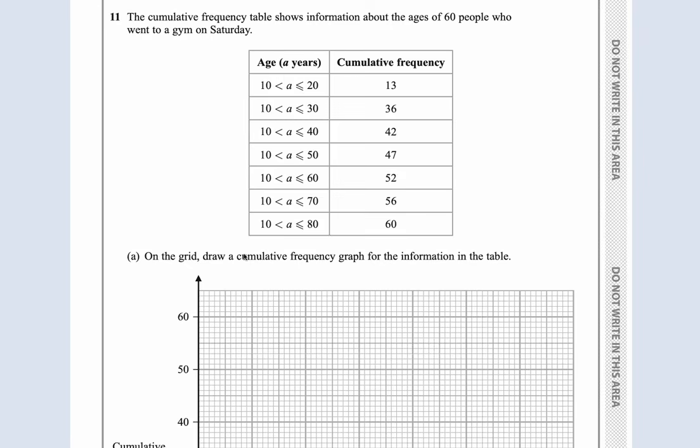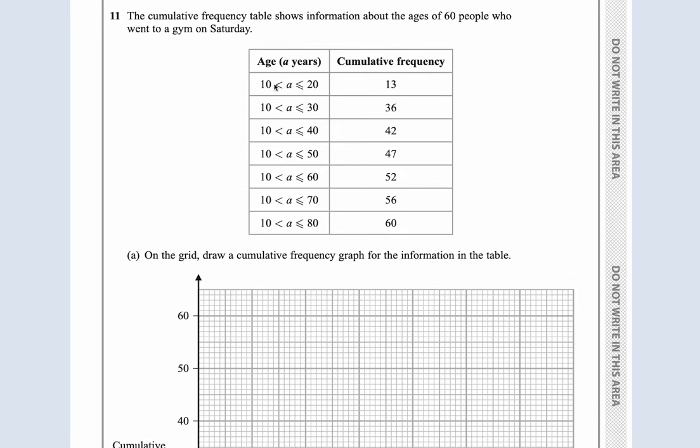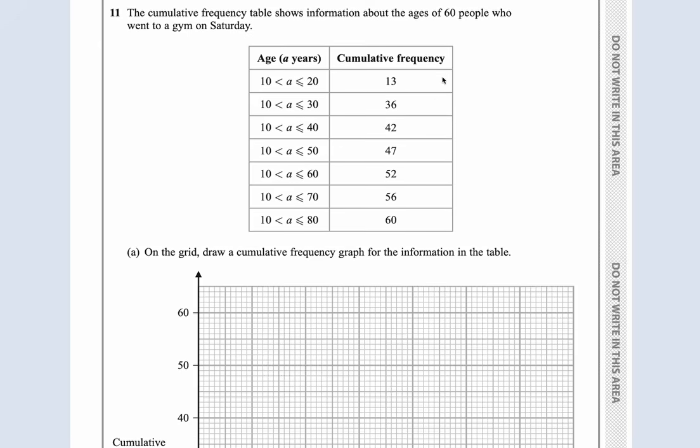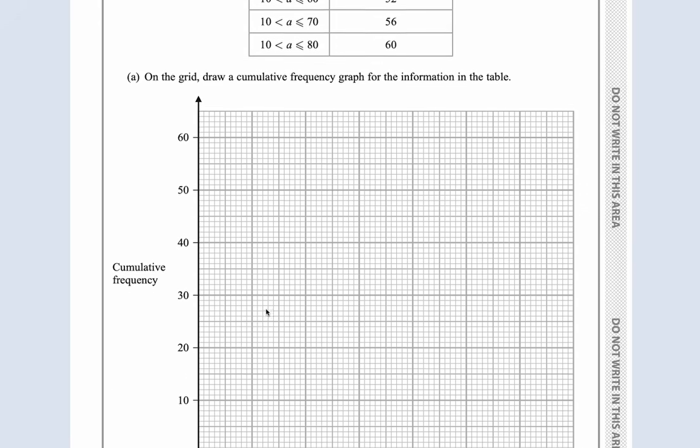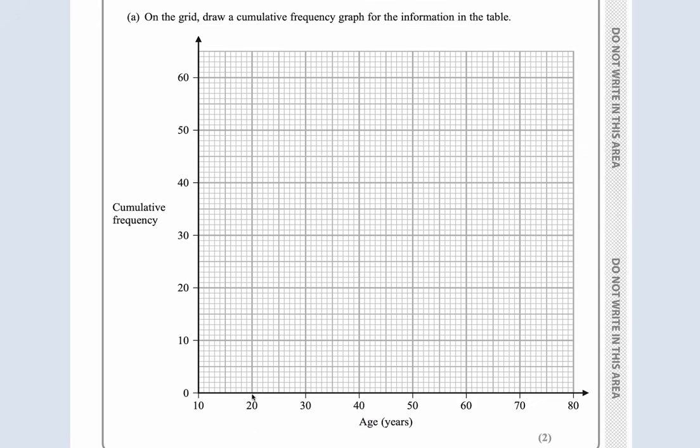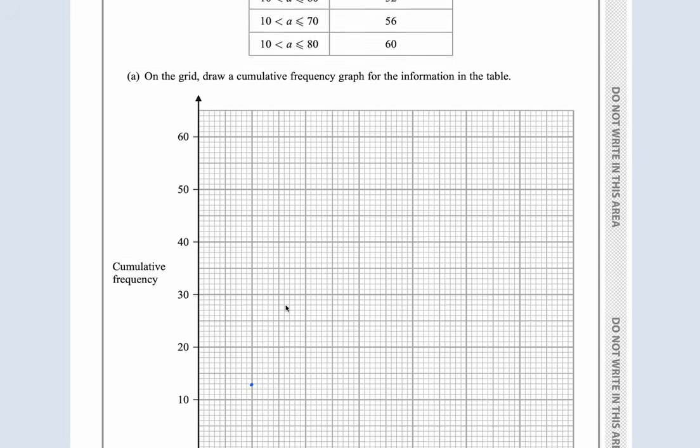Question 11. The cumulative frequency table shows information about the ages of 60 people who went to the gym on Saturday. On the grid, draw a cumulative frequency graph for the information in the table. Okay, 10 to 20 is 13. So I need to go to 20 and I go to 13, which is there. Try to be as accurate as possible.